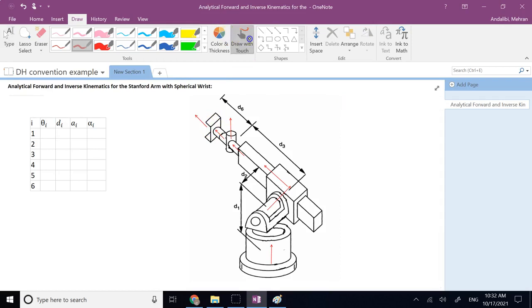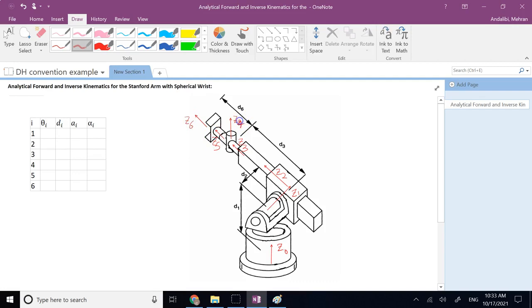Let me write them down for you here. Right, so z0, z1, z2, z3, z4, z5, and z6.